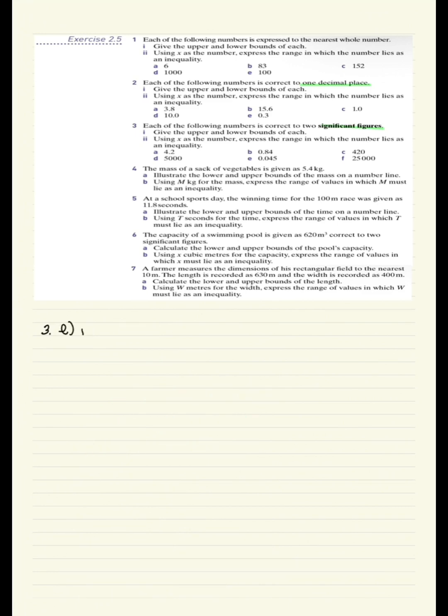Let's look at question E. 0.045. This is the first significant figure and this is the second significant figure. This is in the thousandths place. So I'm going to take 0.001. I'm going to divide it by 2, which will give me 0.0005.